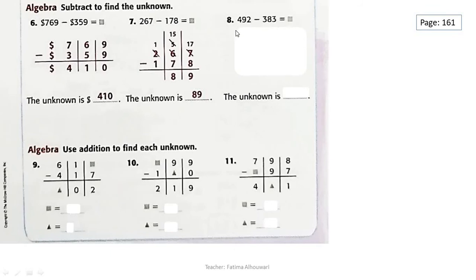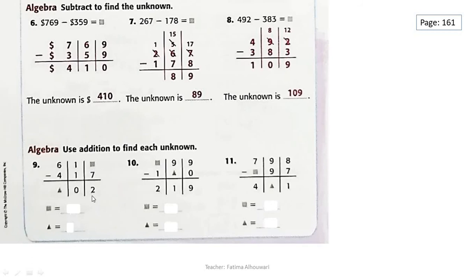The same for question number 8. The unknown is 109. Let's see this one. Use addition to find each unknown. This is the first unknown in this question, and this is the second unknown.